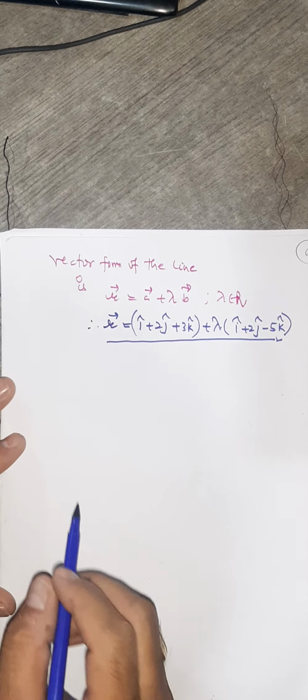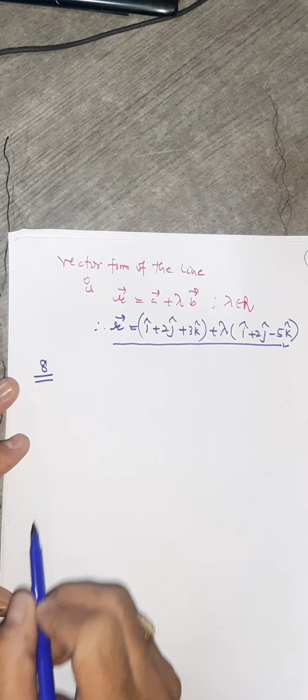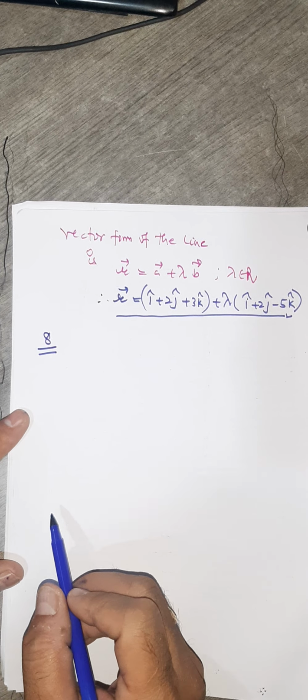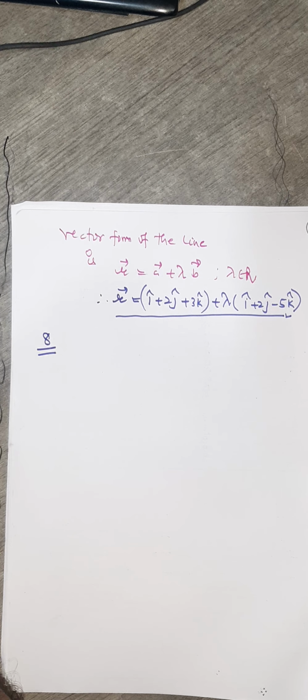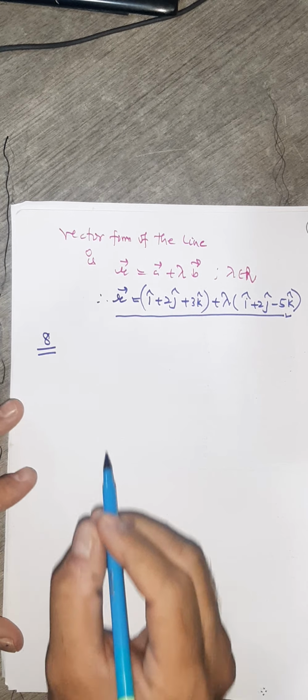Now, what about the next question? Question number 8 here: find the equation of the plane through this point and parallel to this plane. Eighth question, you want the equation of the plane. So you need a fixed point and the normal to the plane. Remember, you need a fixed point and normal to the plane. In case of a line, you required a fixed point and the direction of the line.